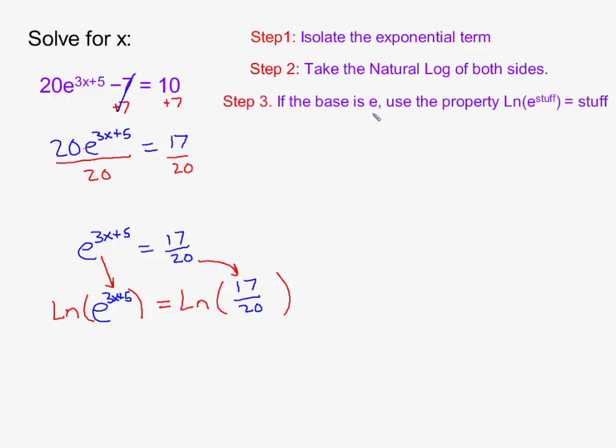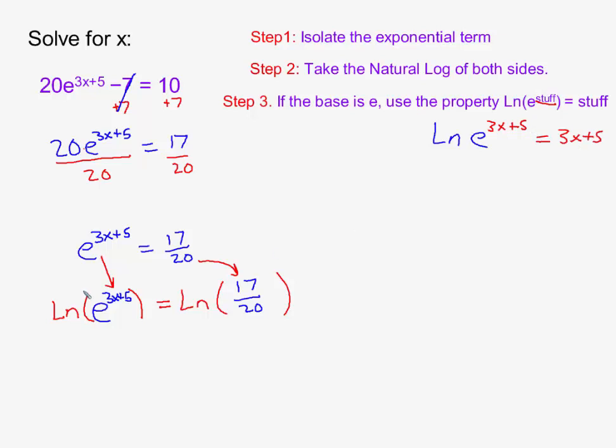But since the base is e, we are going to simply use the property that says that whenever you plug in a base e exponential into a base e logarithm, things simplify so that the ln and the e basically cancel each other out, leaving you with whatever the exponent is. In my case, I have the ln of e, and my stuff in the exponent would be 3x plus 5. So according to this property, the ln and the e simplify out, and I'm left with 3x plus 5.